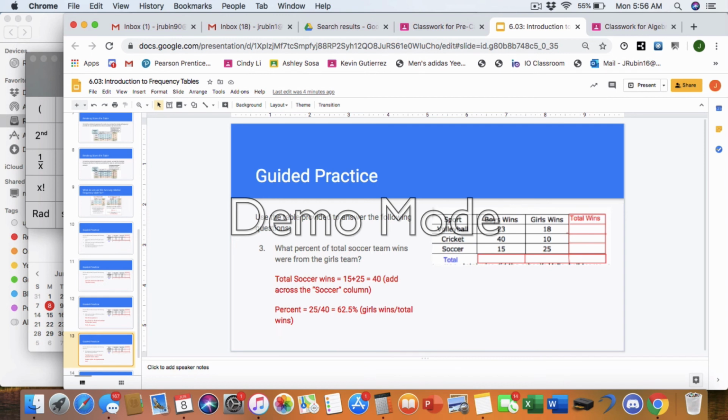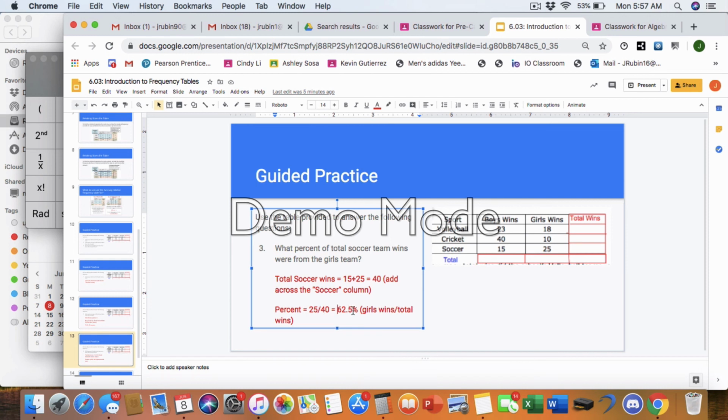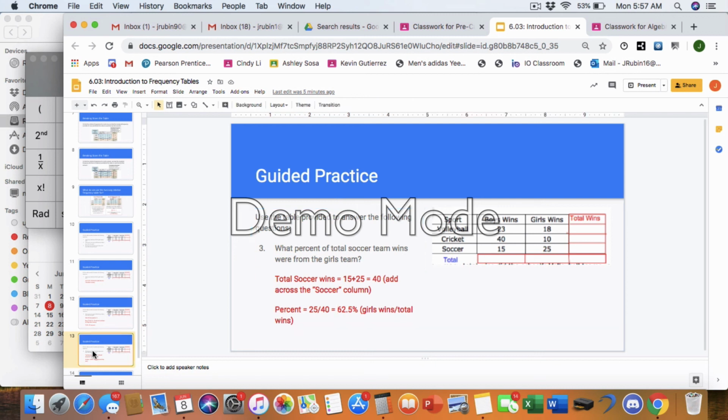Last question, what percent of total soccer team wins were from the girls' team? So first we need to figure out how many wins the soccer team had total. So we add across this row. We get 40. We then take the number of girls soccer wins, 25, divide it by 40 to get 62.5%. That's the total percent of girls wins for soccer.